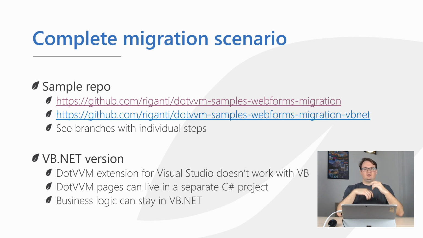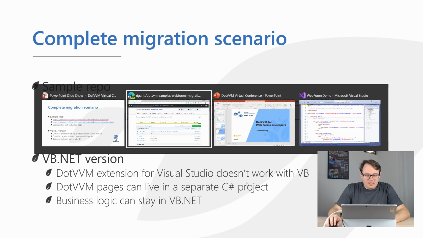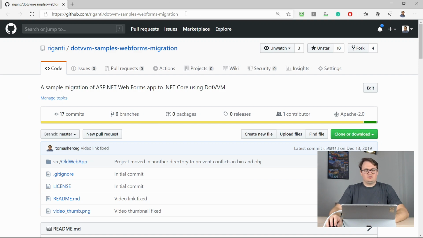So this process means that the pages and the view models will be rewritten to C#. However, the business logic can stay in VB because it will be referenced from the C# project. So your view models will be in C#, but you can call your VB functions and VB classes from the view models. So only the UI will use C# as a language, but if your business logic is in VB.NET, you can still use this scenario.